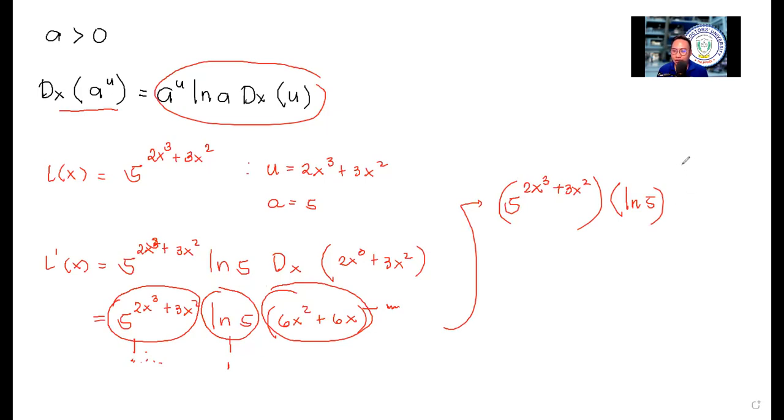And then 6x squared plus 6x. Done. Question for a to the u. See, what you're going to do, guys, is copy the given, then ln the base, and then take the derivative of the u. Then you're done. Question so far? None. Okay. I'm going to erase this because I'll proceed to the next example.